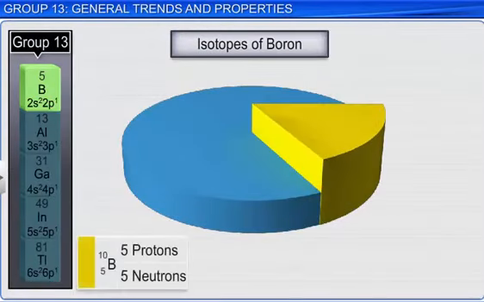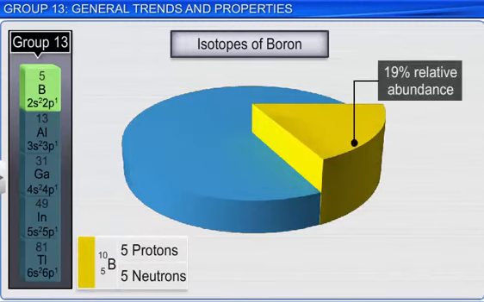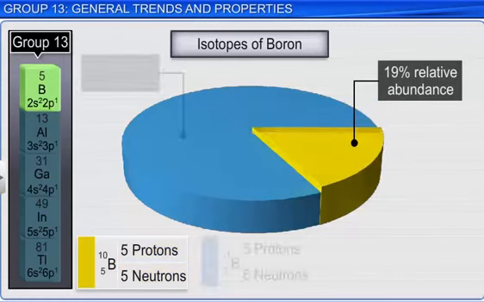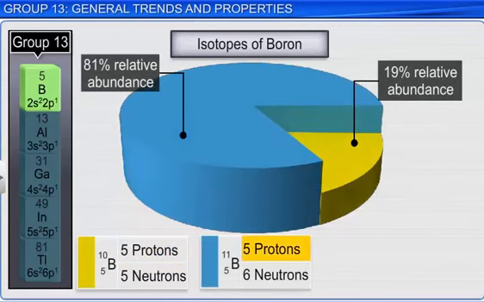Only 2 isotopes of boron are found in nature. Almost 19% of boron atoms are found as boron-10, with 5 protons and 5 neutrons. Boron-11, which has 5 protons and 6 neutrons, is the most abundant isotope.